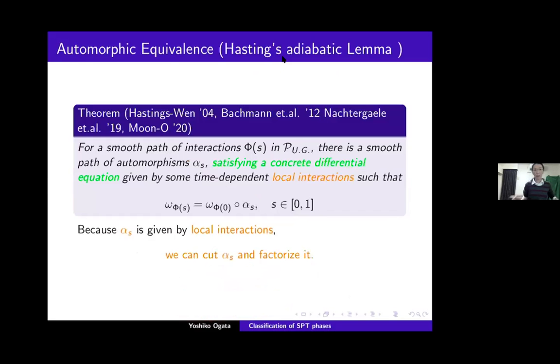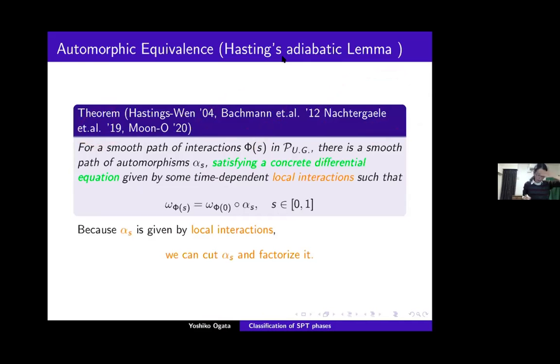So let me next explain what is automorphic equivalence. Automorphic equivalence started as Hastings' adiabatic lemma, and after seminal mathematical development by Bachmann, Michalakis, Nachtergaele, and Sims, we now have a great strong machinery to analyze gapped ground state phases in quantum spin systems.